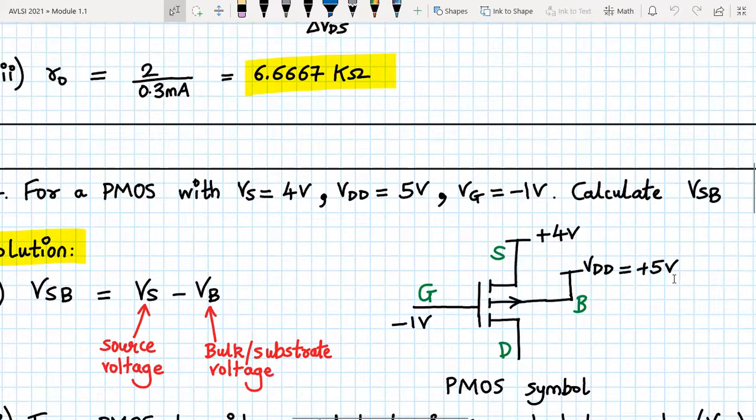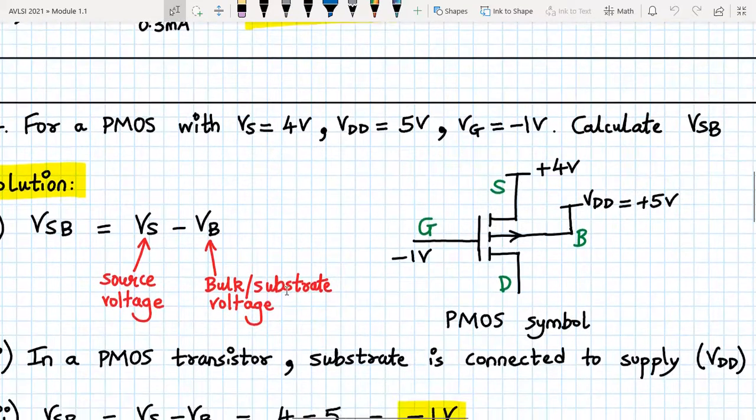Now, from this diagram, how can I write VSB? So VSB can be written as VS minus VB. VS is the source voltage and VB is the bulk or the substrate voltage, correct? So what is my VB connected to? 5 volt. So that means my VB is equal to VDD, which is equal to 5 volt. So very simple and straightforward.